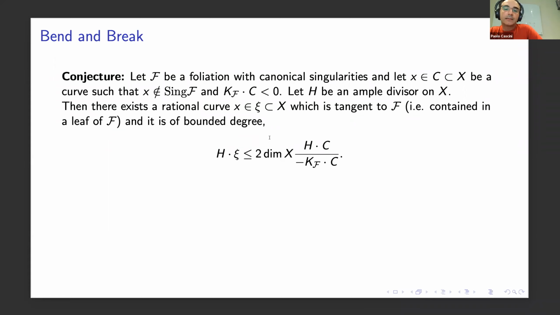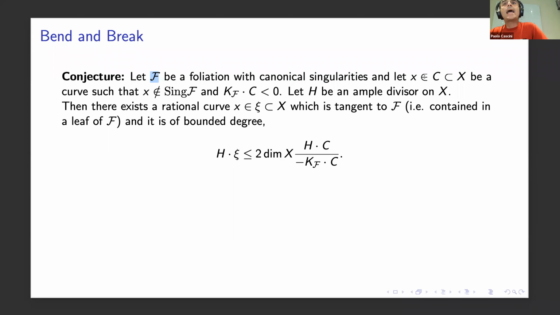Mori's bend and break tells us that if we have a curve which is negative with respect to the canonical divisor, then we expect to find rational curves, at least in the smooth locus, if we assume that the variety is not too singular. So here the situation is very similar. Let's suppose that we have a foliation with canonical singularities. There are many generalizations to the log canonical world, but I will consider only foliations without a boundary divisor.